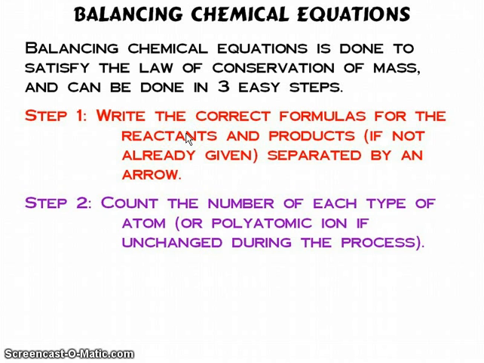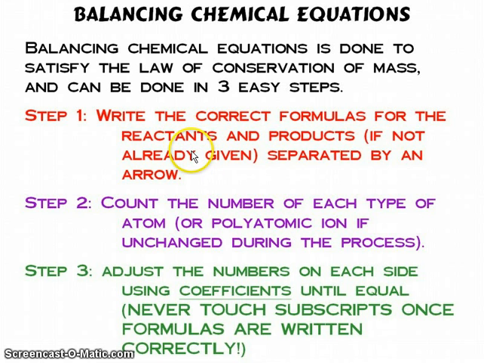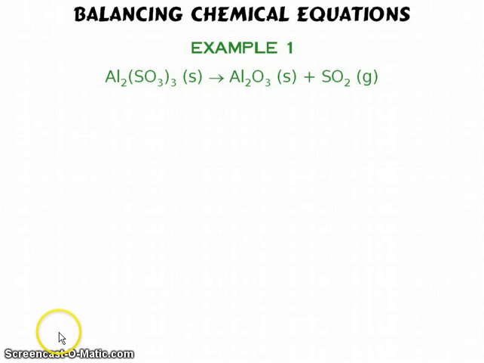arrow. Step 2 is to count the number of each type of atom or polyatomic ion if it's unchanged during the process. And step 3 is to adjust the numbers on each side using coefficients until equal amounts are on each side. We never, ever, ever in the history of forever mess with subscripts once formulas are correctly written. We'll look at these through a series of examples.